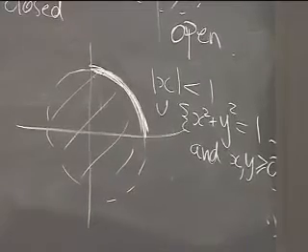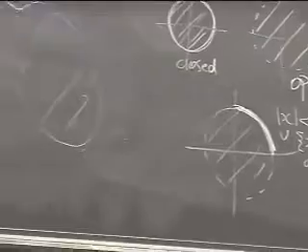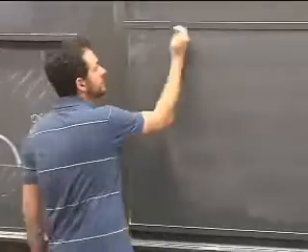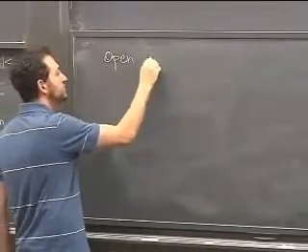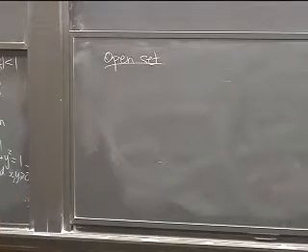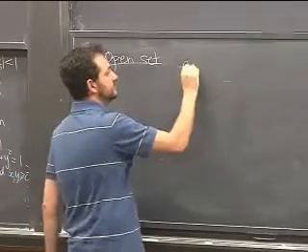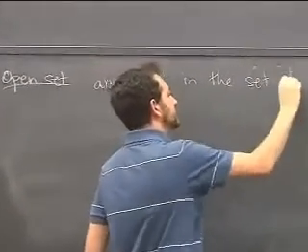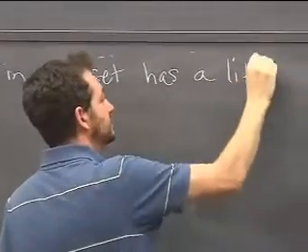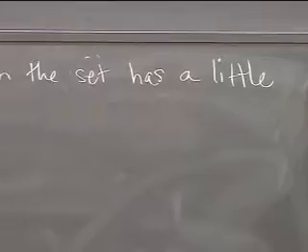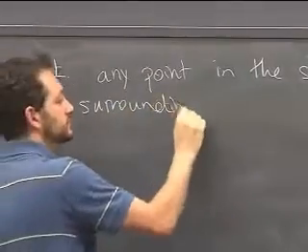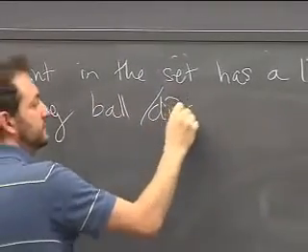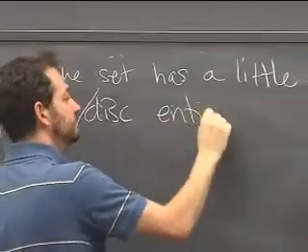Okay, so that's the basic idea, but there's actually a more precise way to describe it. So here's a precise way to describe an open set, and that's going to be the most useful thing. Here's the precise way to describe it. Any point in the set has a little surrounding blob, let's call it a ball or a disk, entirely within the set.